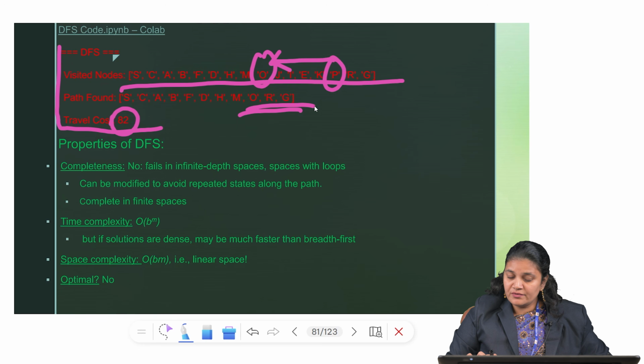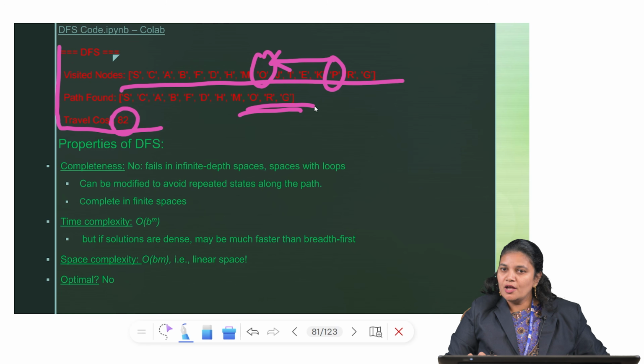What are the properties of DFS? We can see the 4 properties of normal search algorithms. The first property, completeness. No. It fails if the graph is of infinite depth. Okay, if the depth is infinite, it fails. But in some cases, the states can be modified and we can complete in finite spaces also.